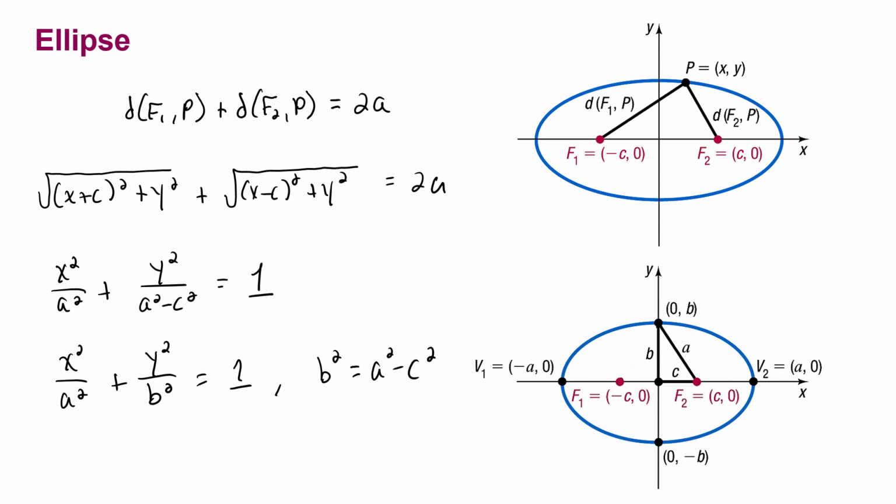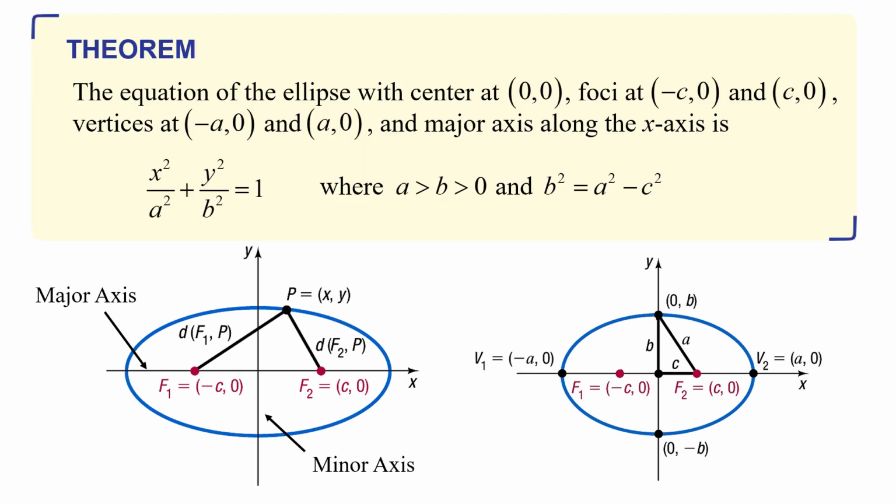Therefore, the hypotenuse of this triangle is the distance from the foci to the y-intercept, and that has a length of a, which means c squared equals b squared plus a squared, or b squared equals a squared minus c squared.